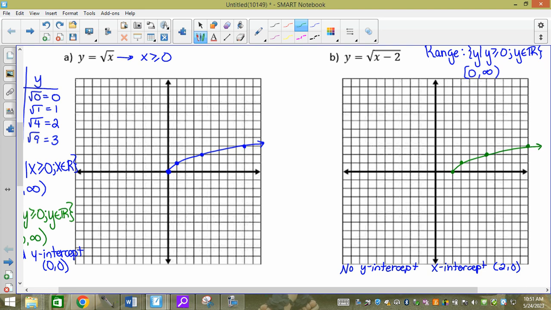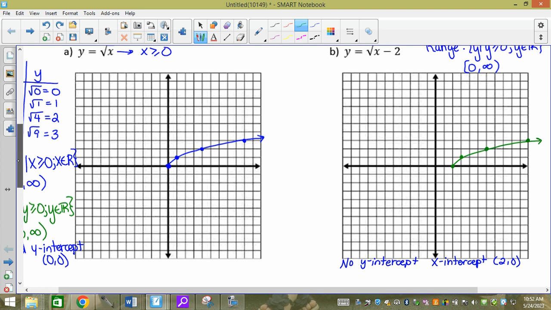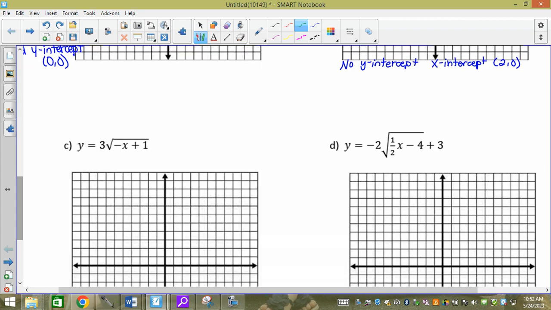So if you're doing transformation and you're using mapping to draw it, you're mapping it off of this first graph, your parent function. So your 0, 0, 1, 1, 4, 2, 9, 3 are going to be your original points, and then you're going to use mapping to get your new ones, right? This one we didn't have to do because it wasn't as complicated. But these ones are. So what's the catch for C that I have to do first before I can use mapping? I have to have y equals 3 square root negative 1 x minus 1.